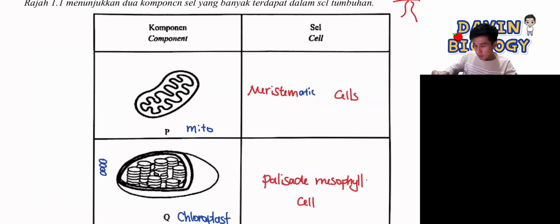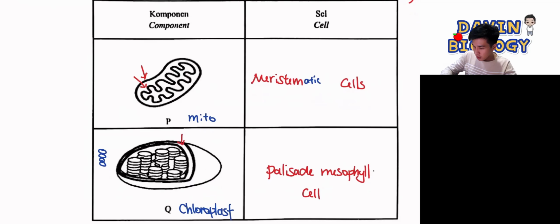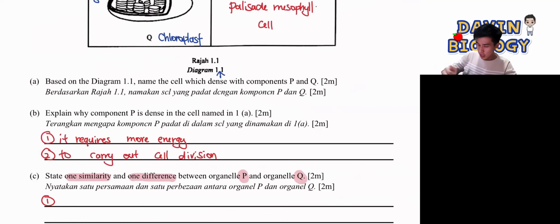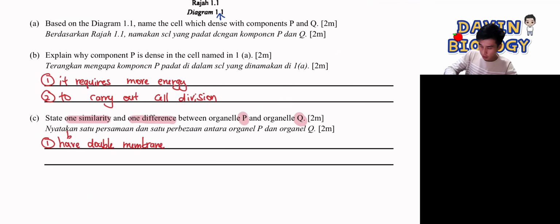So you can see, mitochondria has one layer over here and then a second layer, which means two layers. Chloroplast also, you see one layer, two layers. So they have what we call a double membrane. Of course, you must say both. Both have double membrane. Differences.